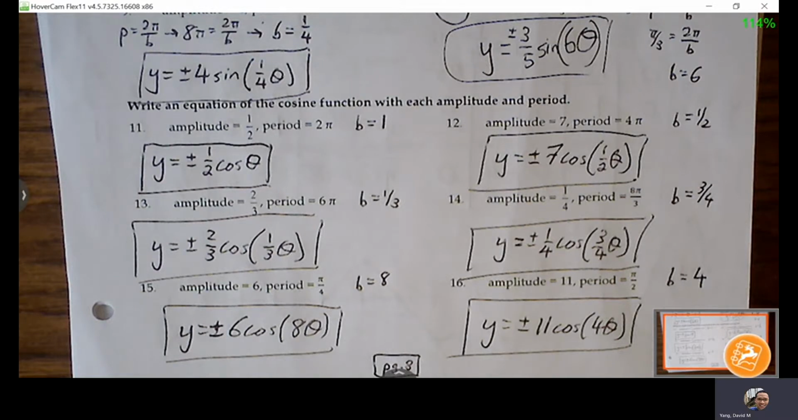Okay, give you guys one more minute. I want to make sure I go over all the graphing problems, but I can always come back and show this page.